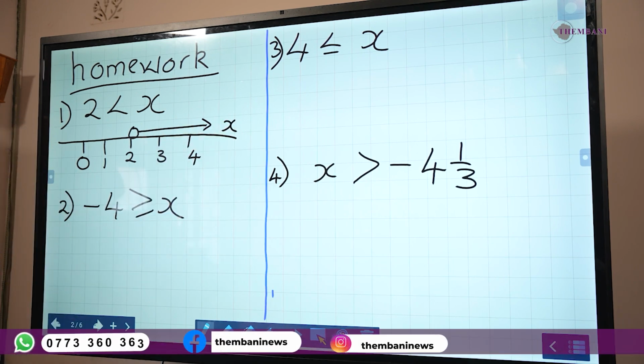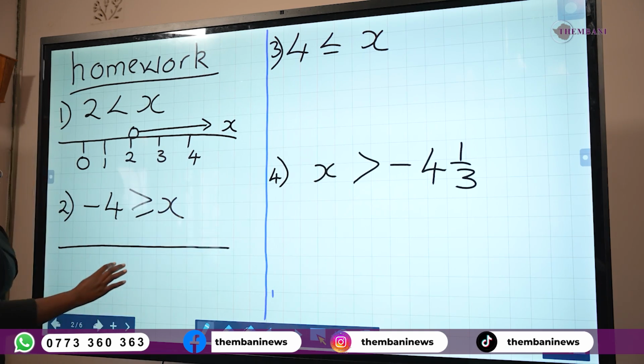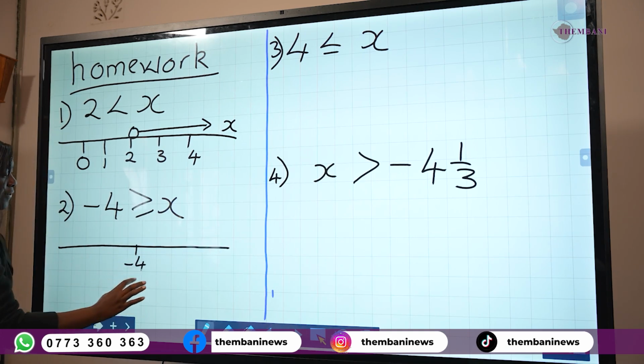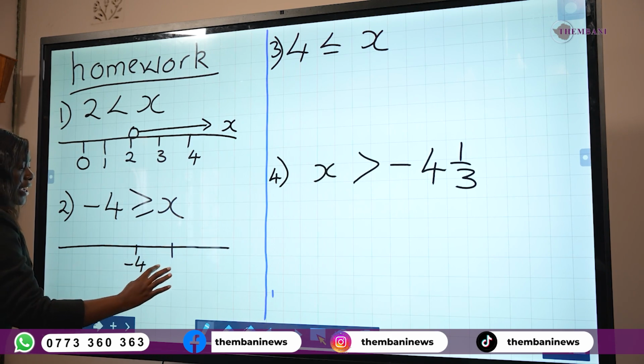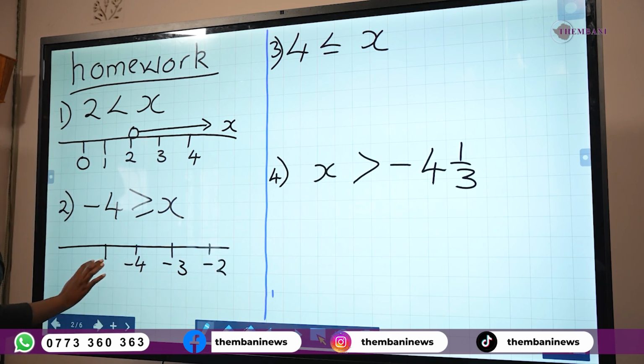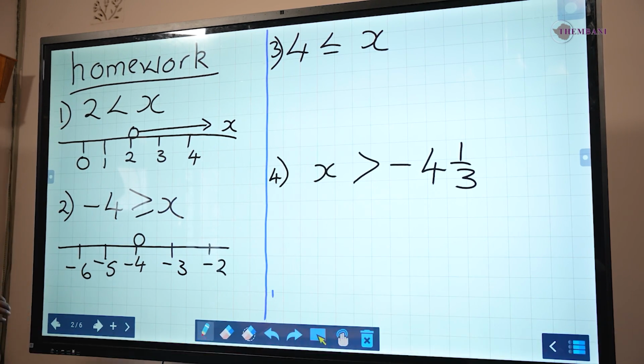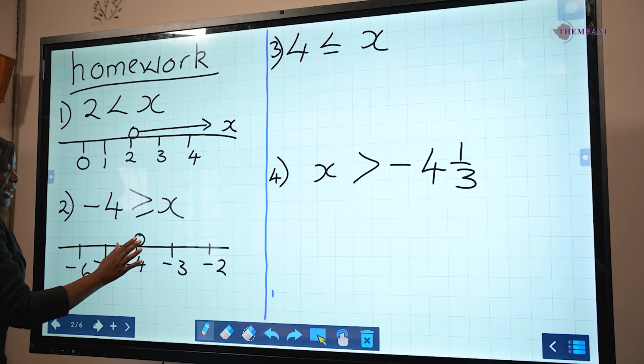Then the next question, we also write our number line, and on our number line, the focus number is -4. So if we have -4, it means here we have -3, and here we have -2. This side, we have -5, and we also have -6. Then we put a small circle on -4, which is our focus number. Then here is written or equal to. It means if we have or equal to, we shade the circle. So we shade the circle.